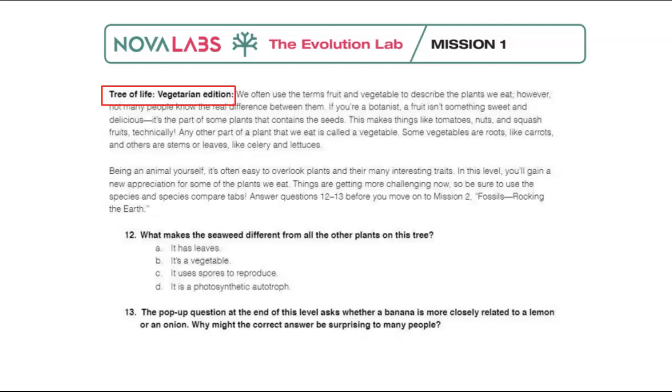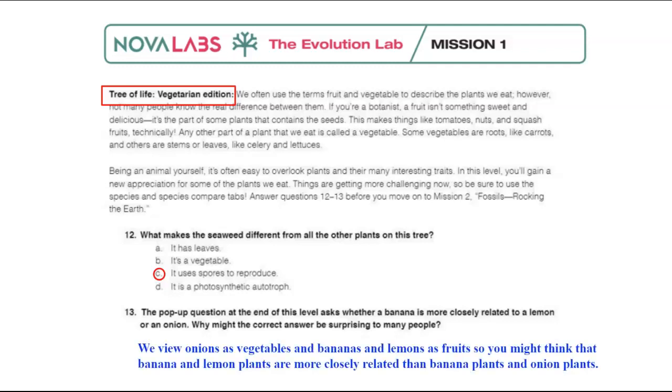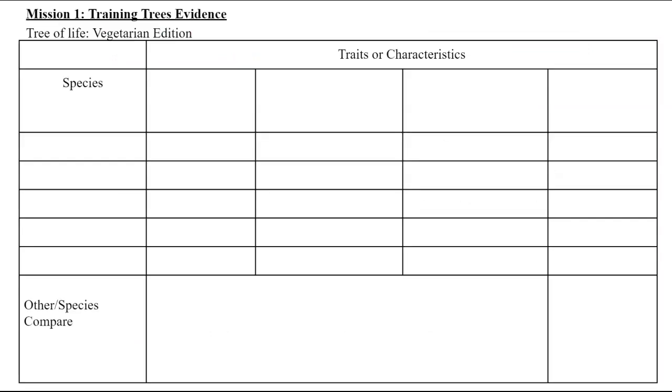What makes the seaweed different from all other plants on this tree? Well, it uses spores to reproduce. Again, we have a pop-up question at the end of this level. It asks whether a banana is more closely related to a lemon or an onion. Why might the correct answer be surprising to so many? Well, it's definitely surprising because we view onions as vegetables and bananas and lemons both as fruits, particularly when we go into the grocery store, where they're sorted pretty much like that. So you might think that a banana and a lemon are more closely related than a banana and an onion plant. But when we begin to look at evolutionarily shared traits, we see a different picture.